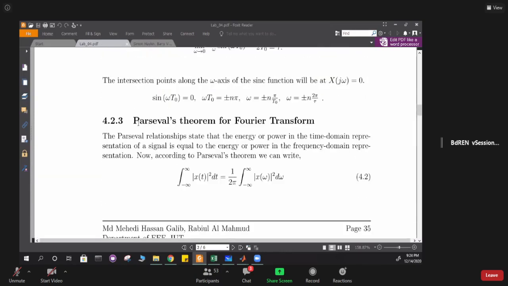Parseval's theorem also holds for the Fourier series and other cases, where power is related. Here two equations have been given. First of all, get this very clear: we can calculate the energy using this equation separately, and also using this equation separately. x(t) is the time domain representation, and this should be X(jω), the frequency domain representation of that particular signal.